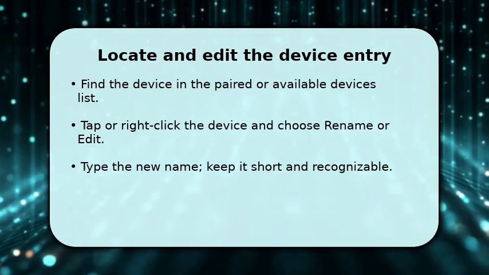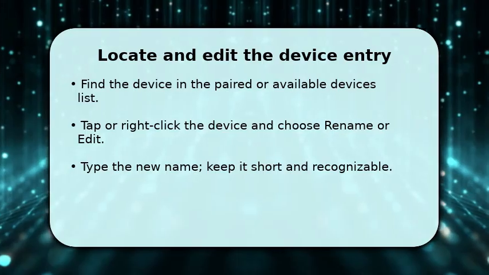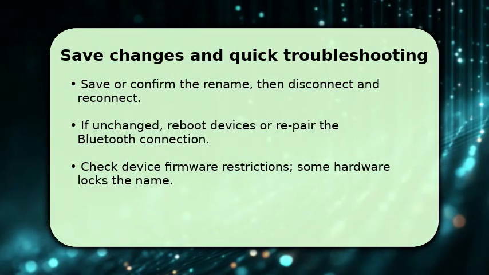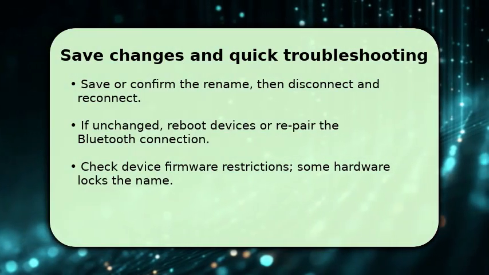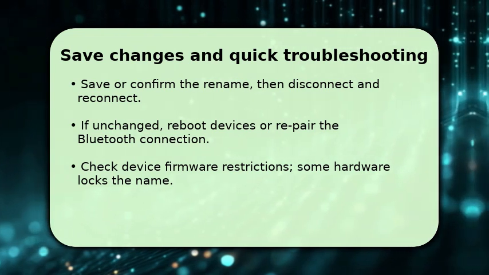Connection often save or confirm the new name and then disconnect and reconnect the Bluetooth link so both sides refresh the displayed label. You do this because many systems only update the visible name when a connection cycle occurs.